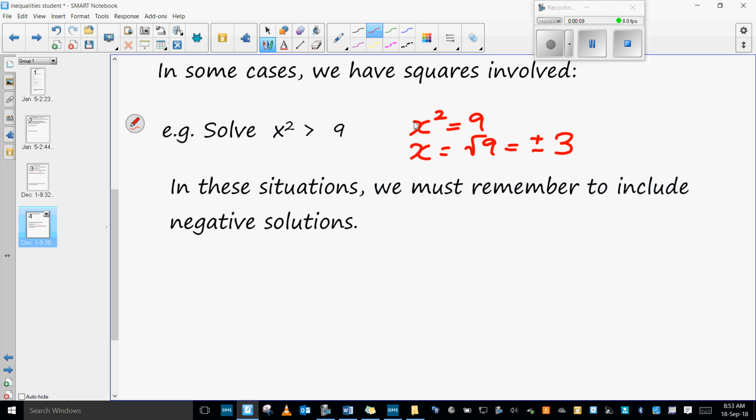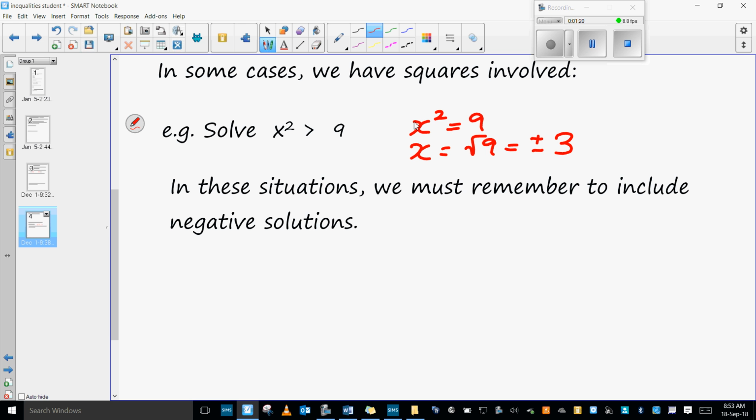Now, inequalities cause an issue because we wouldn't say that x is greater than 3 or greater than negative 3, because that doesn't make sense. It can't be both of them. If it's greater than negative 3, it's obviously greater than 3. So that's not going to be the answer.